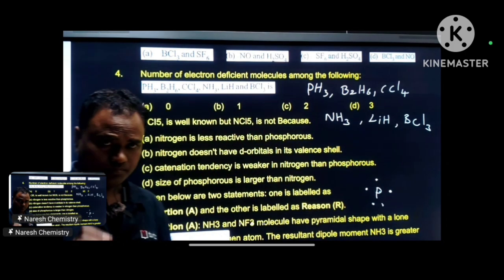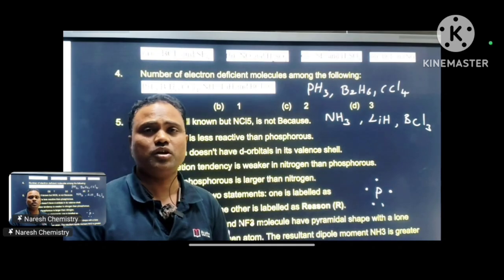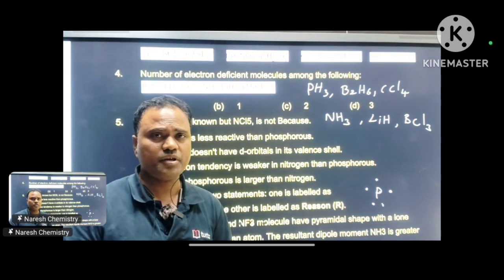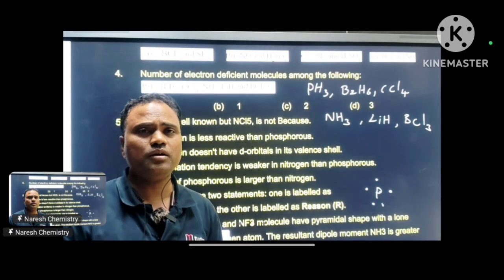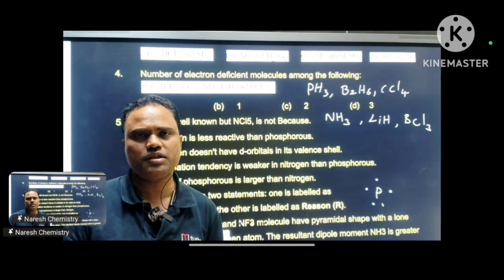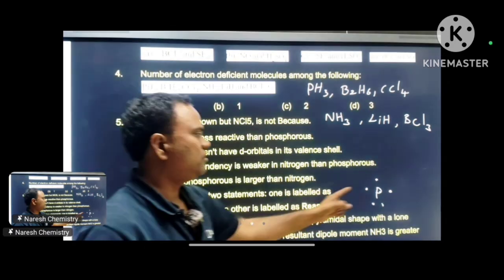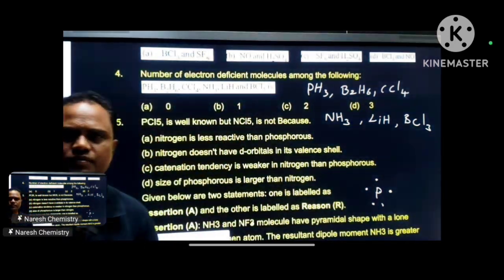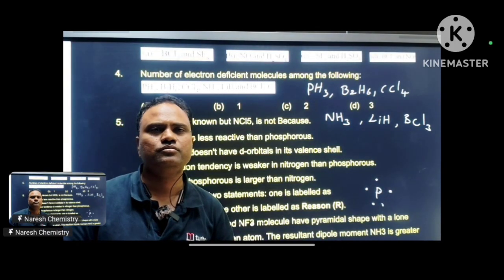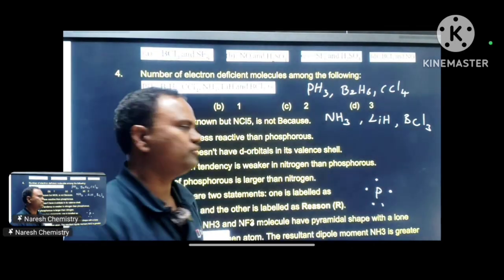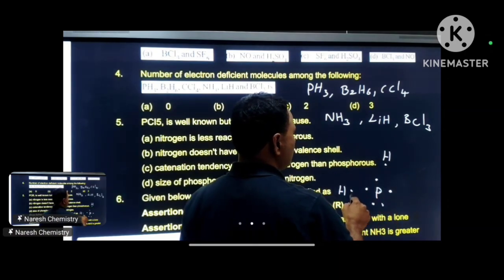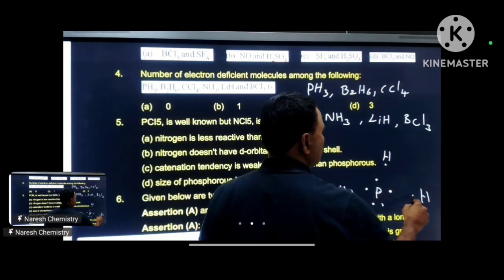This is a very, very important model question: finding an electron deficient molecule, or in which of the following octet is not present, or which of the following has an incomplete octet. That type of question. Phosphorus is surrounded by 5 dots. And hydrogen belongs to the first A group, so hydrogen gets 1 dot each.